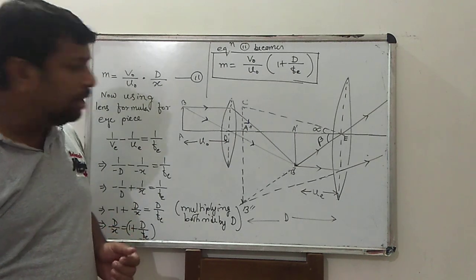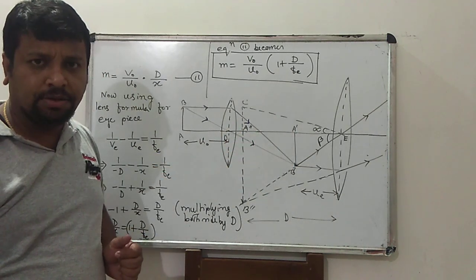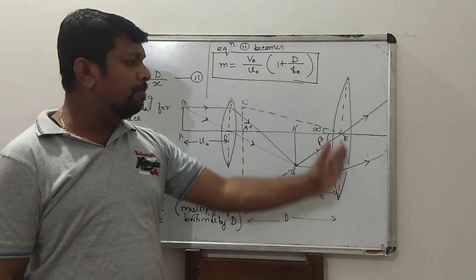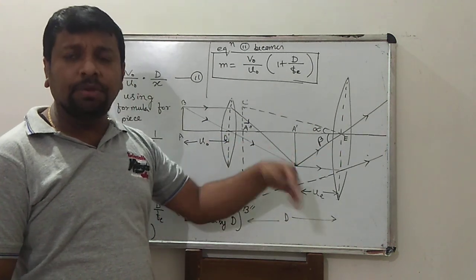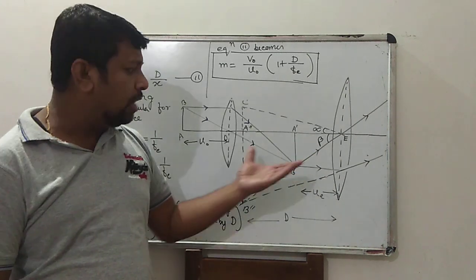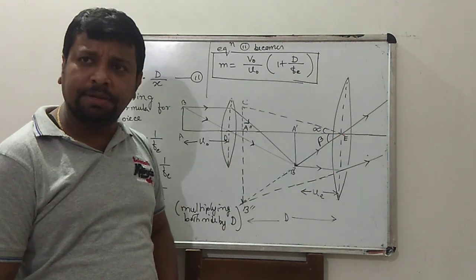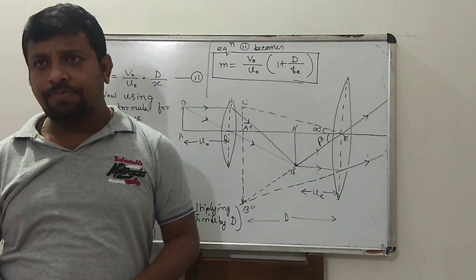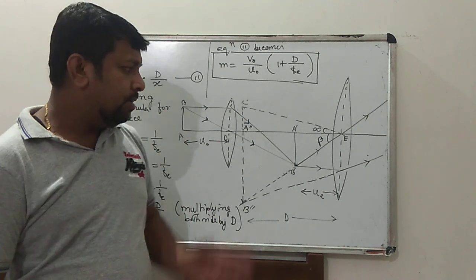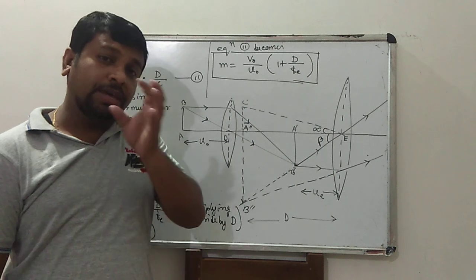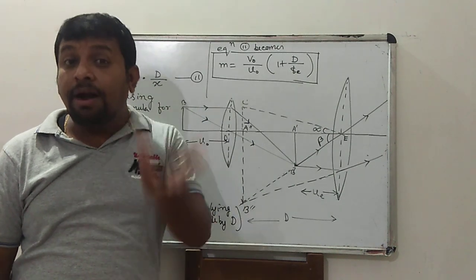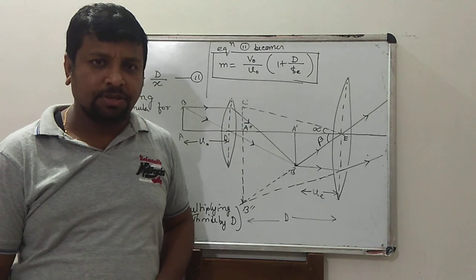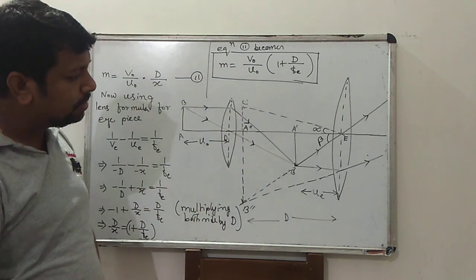Here we get a real image A dash B dash. This image is formed in front of the eyepiece. Then we consider two rays. One is passing through the optical center of the eyepiece, and another one is incident parallel to the axis of the eyepiece. Then after refraction, both apparently meet at a point in which a virtual and inverted image is formed. Okay, so this final image is virtual and inverted.